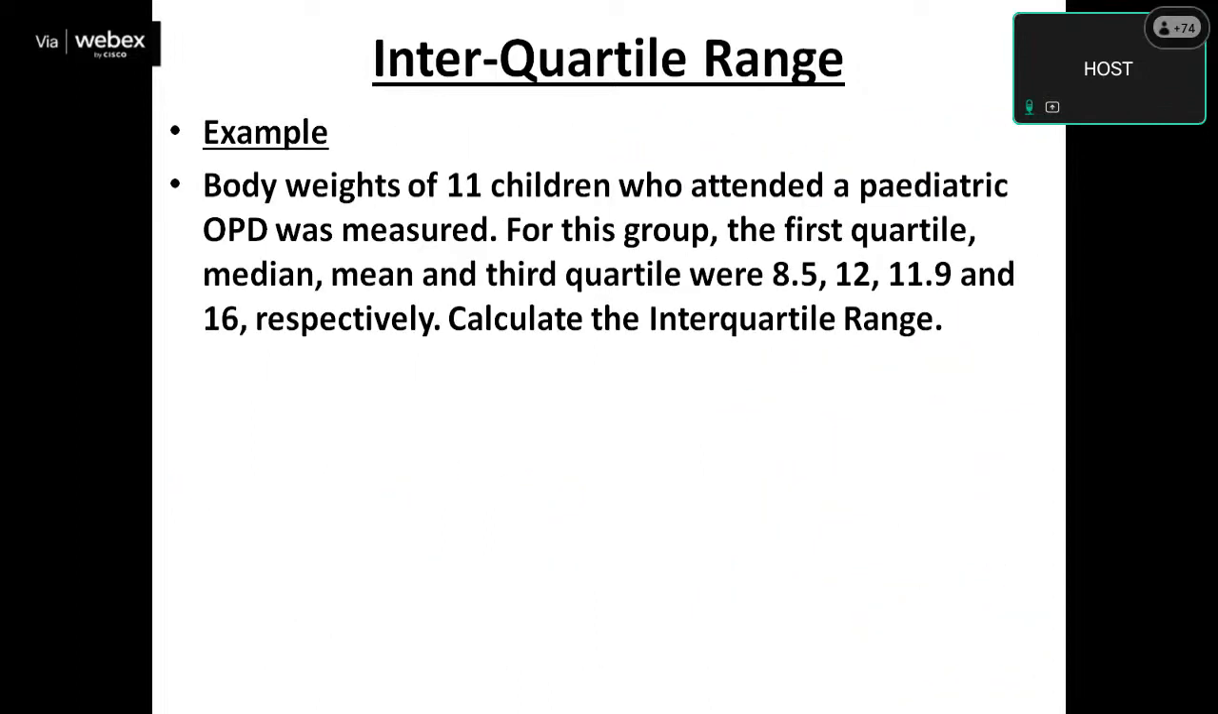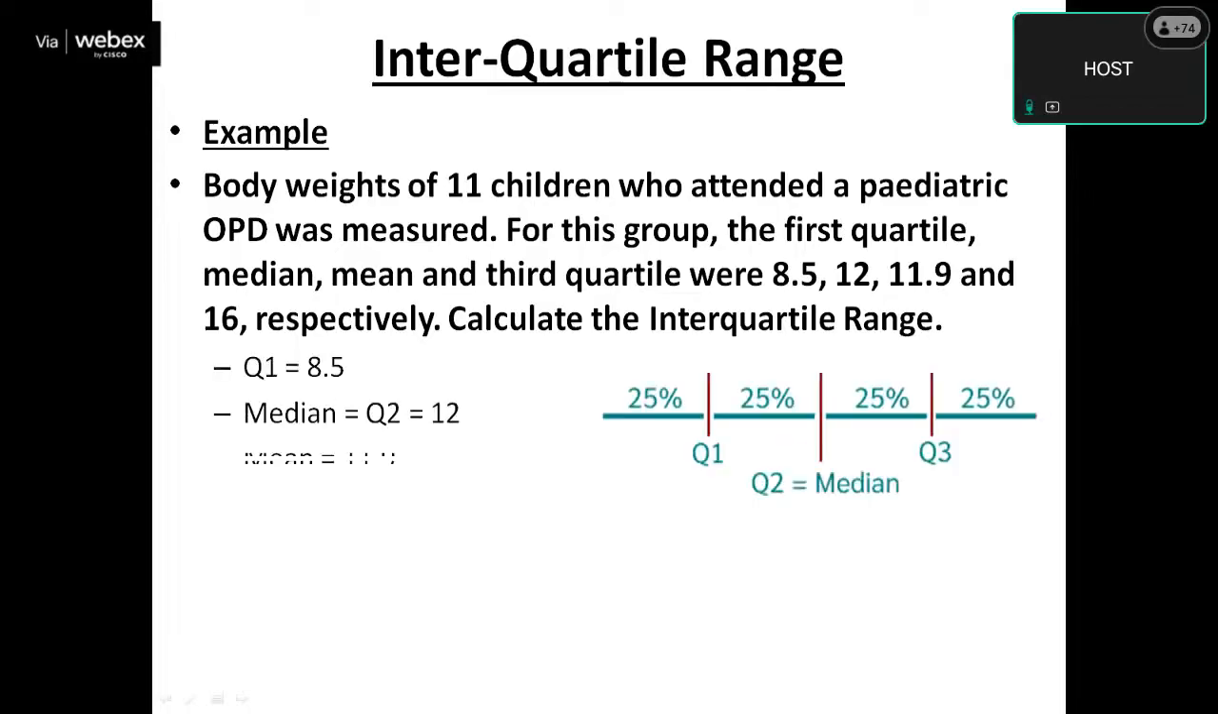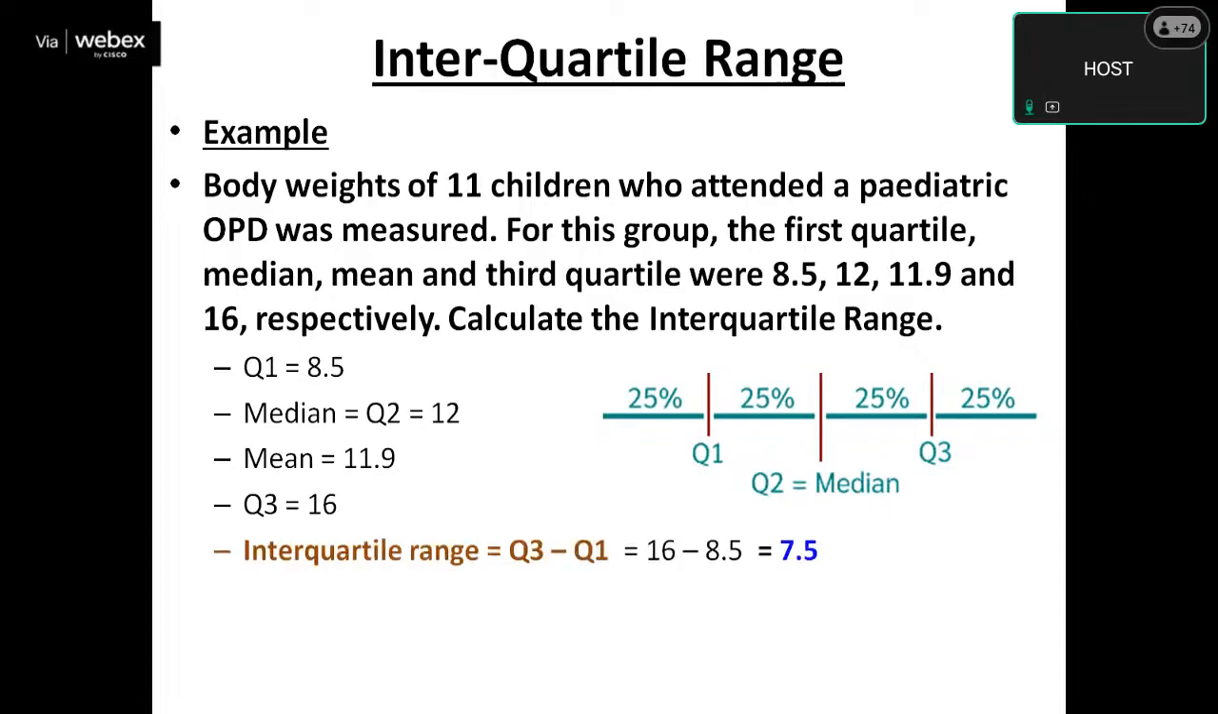So let us see the example. We have the body weight of 11 children, and we have been given the first quartile, median, mean, and third quartile. So you can note it down on your rough paper in your exams, and you can calculate Q3 minus Q1. So that is the interquartile range.